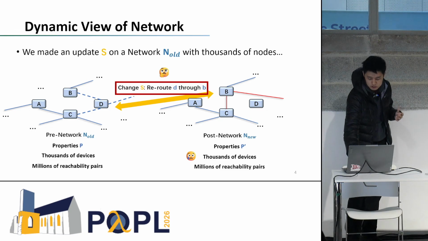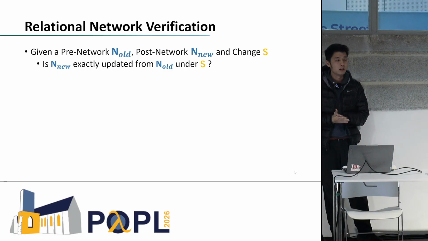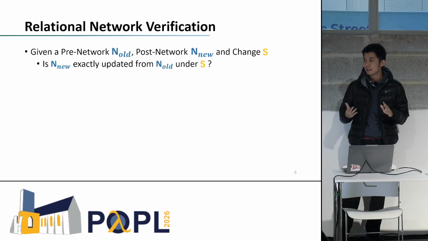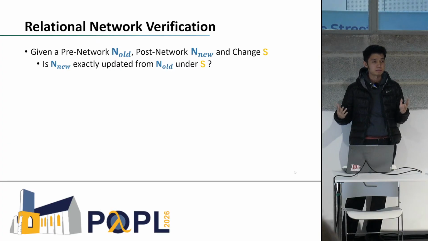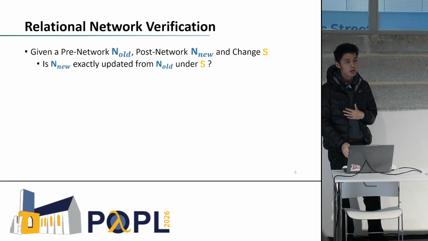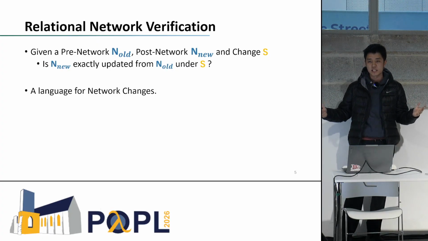This notion of network verification is called relational network verification. In relational network verification, the problem is stated as follows. Given a pre-network N old and a new network N new, is the new network updated exactly from the old network under the change specification S? And our job as programming language researchers is to develop a language to describe network changes.